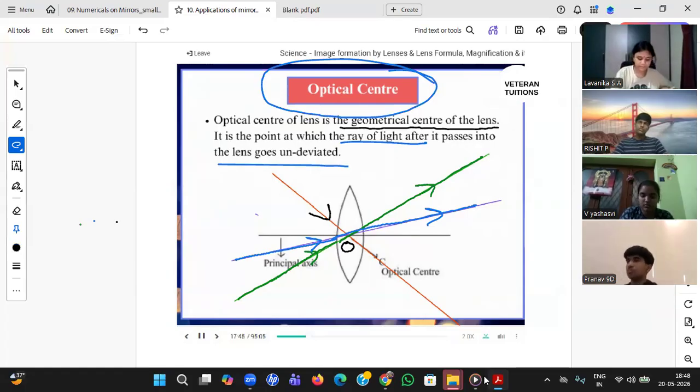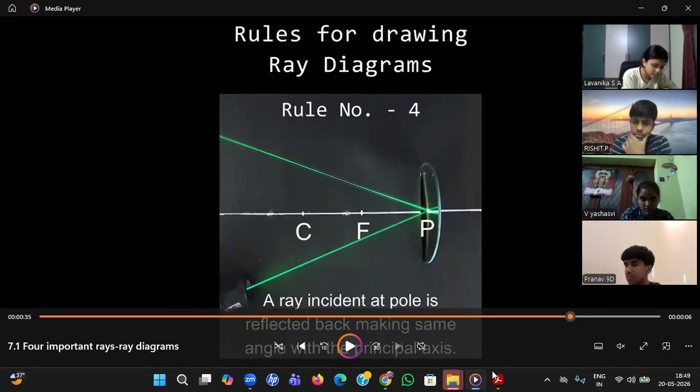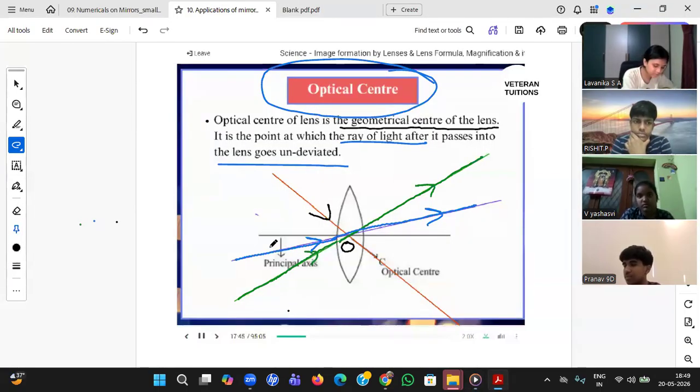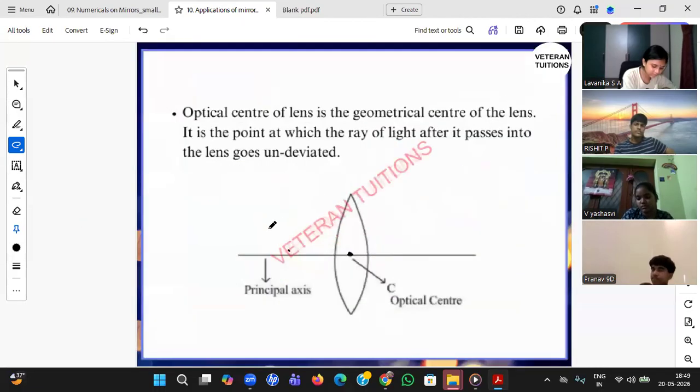Okay, so in the mirrors, this is what the change is. At the pole, it will reflect and the symmetry will be maintained. But here, this ray will continue like this. Okay, students. So remaining 3 rays, no change. In the mirror also, remaining 3 rays, no change.